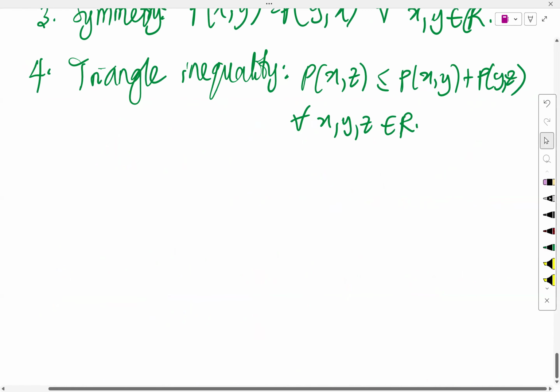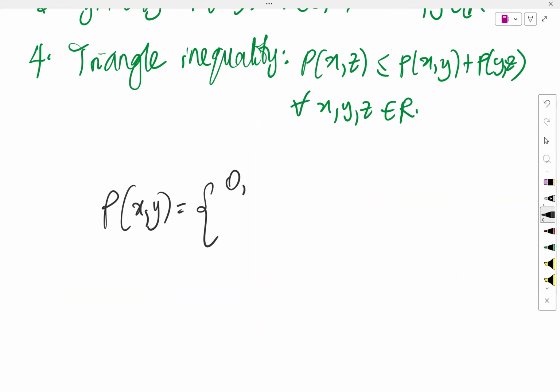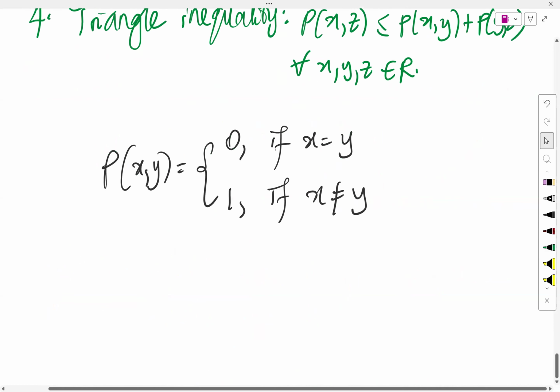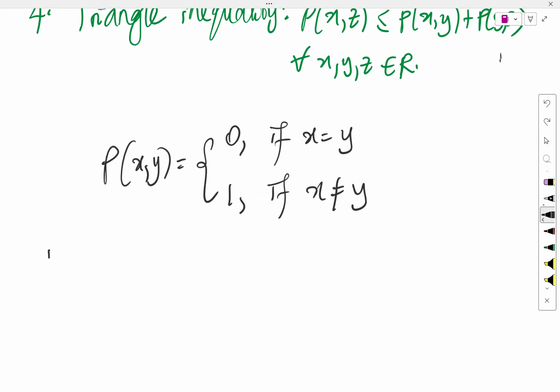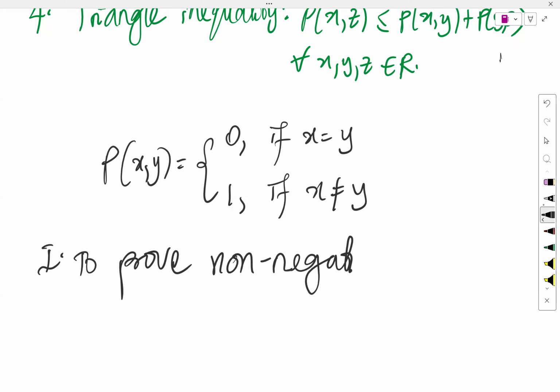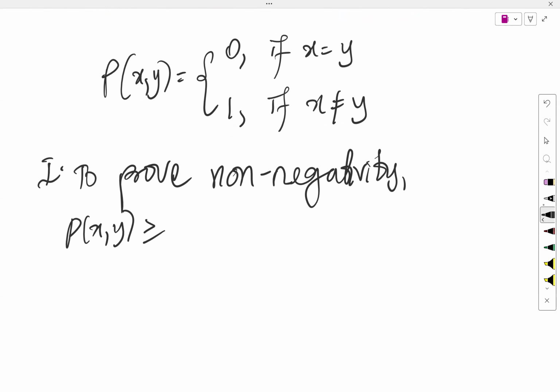So let's start. Again, as a reminder, we know that P of x y is equal to a step function: 0 if x is equal to y, and 1 if x is not equal to y. So then we go for the first property, non-negativity. To prove non-negativity, what do we do? We already know that P of x y is greater than or equal to 0 for x, y in R. So this is what we need to prove, right?